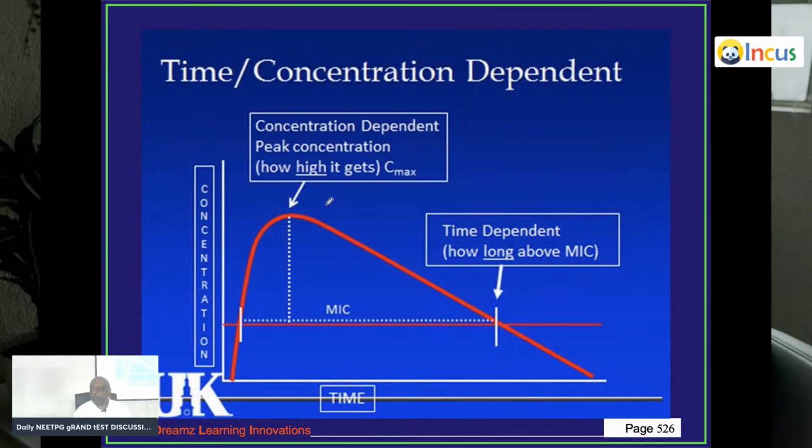Then the other one is what? Concentration dependent. So how high that particular drug could reach and under AUC is considered to be concentration dependent.